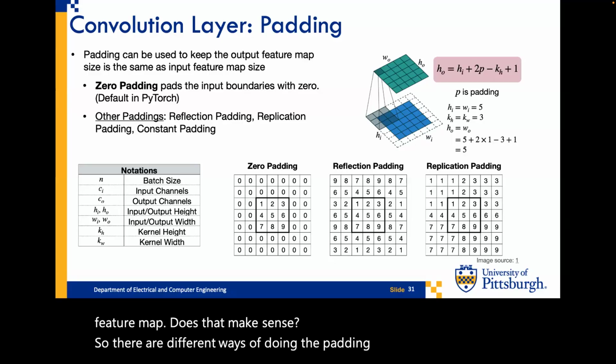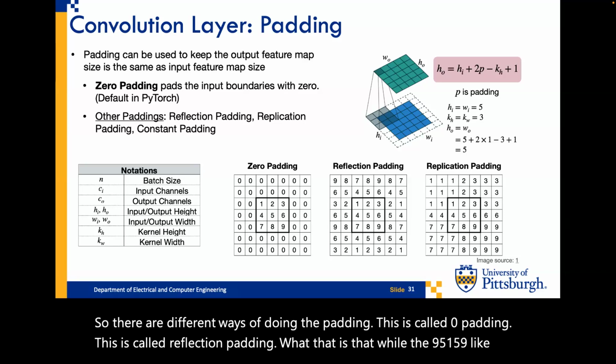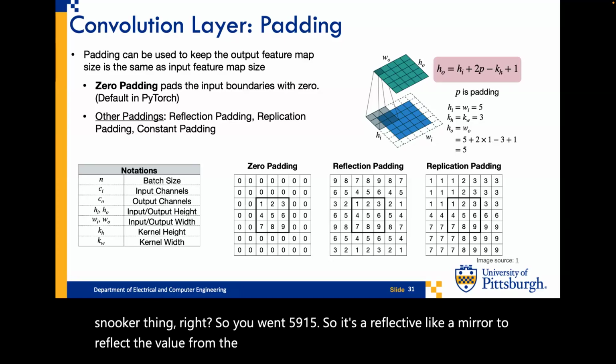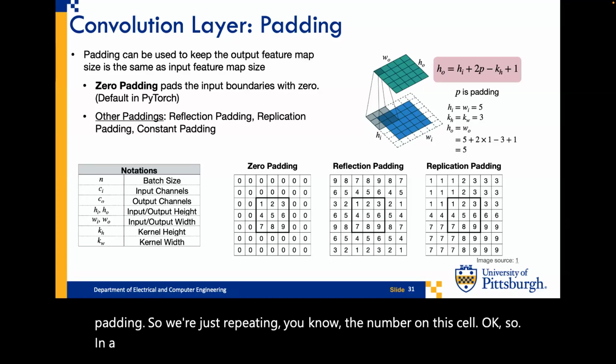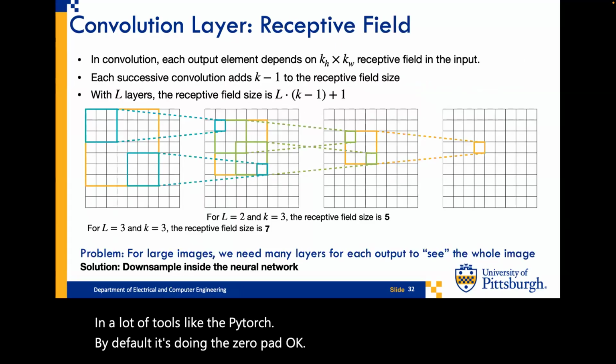There are different ways of doing the padding. This is called zero padding. This is called reflection padding, like a Sudoku thing: you have 5, 9, 1, 5, so it reflects like a mirror the values from the original matrix. Also, we have replication padding, where we just repeat the number on this cell. In a lot of tools like PyTorch, the default is zero padding.